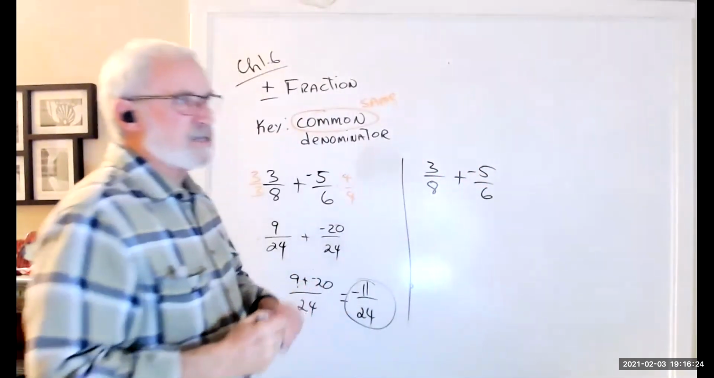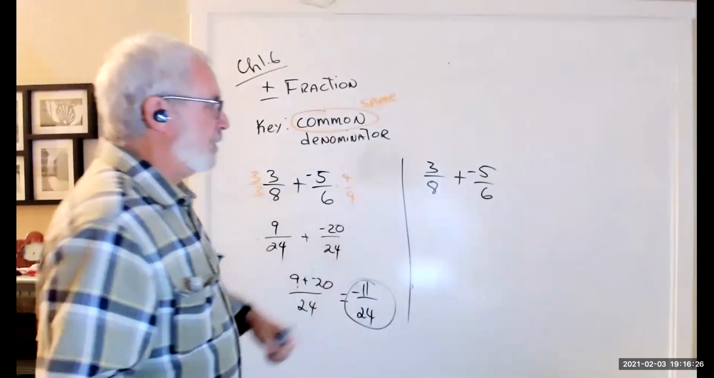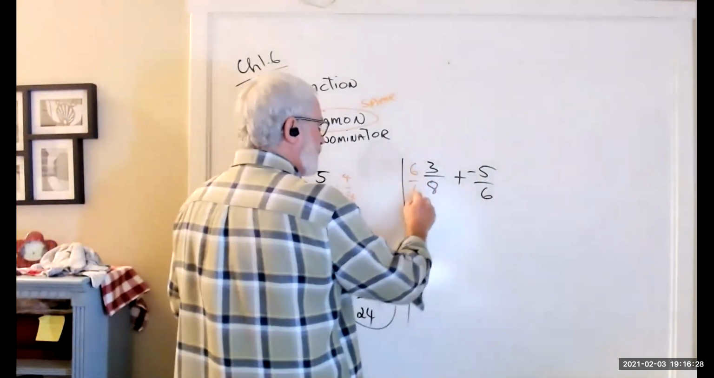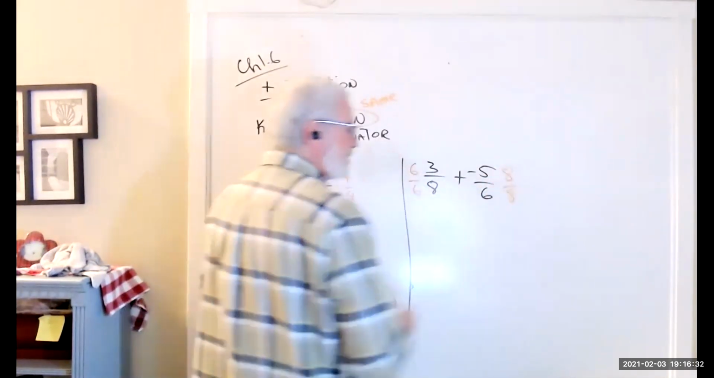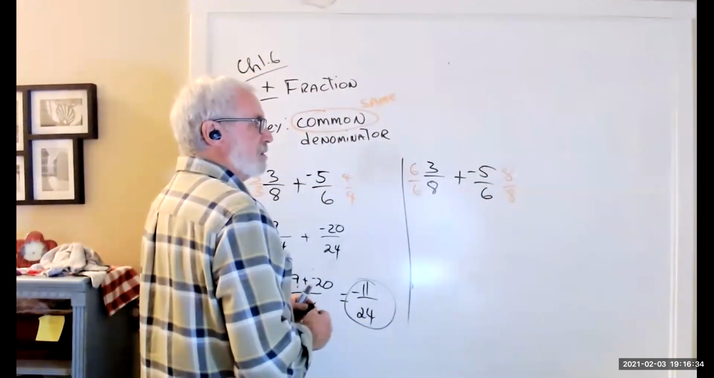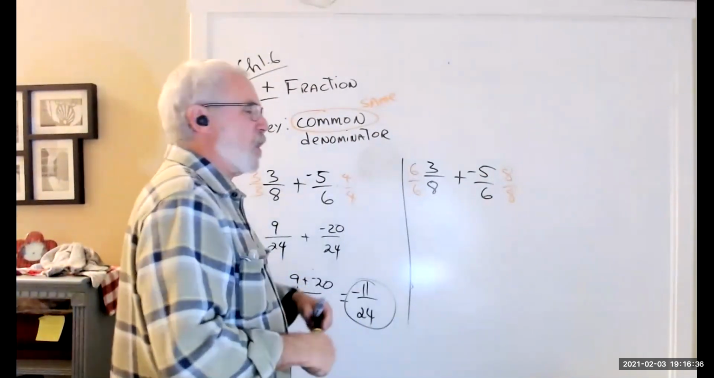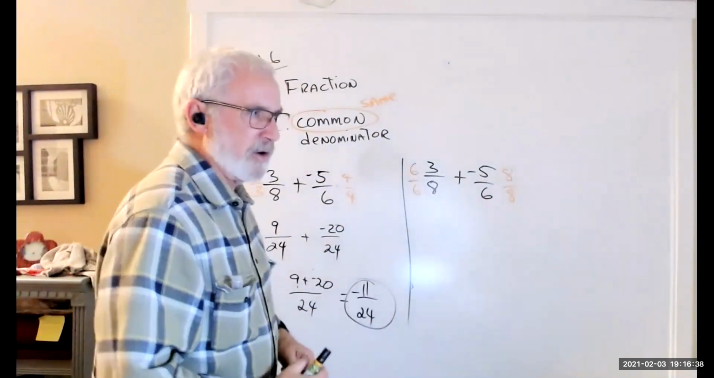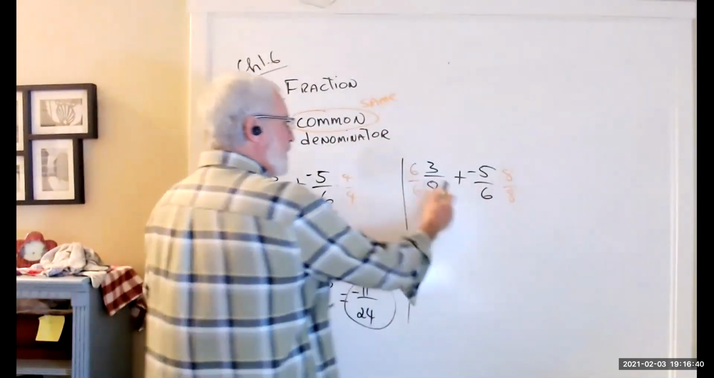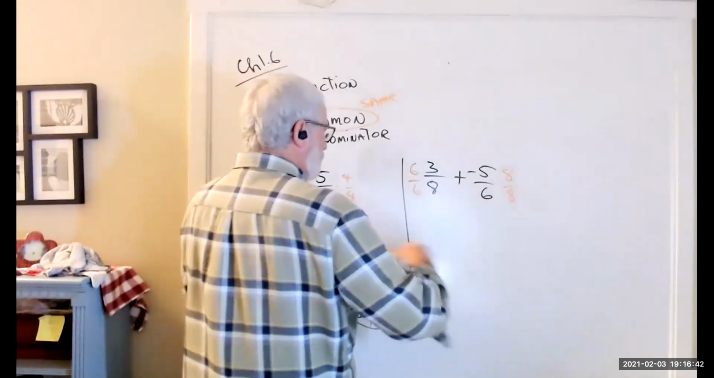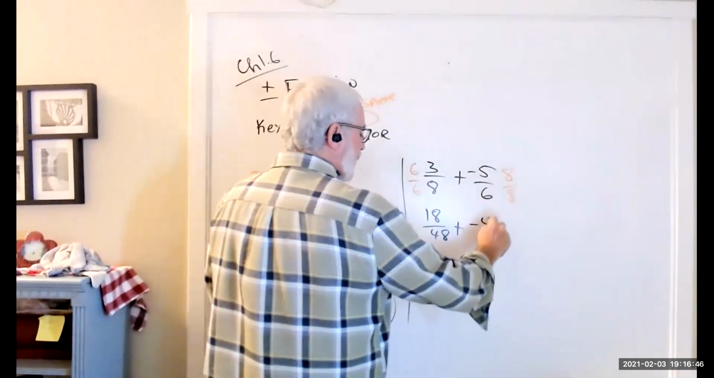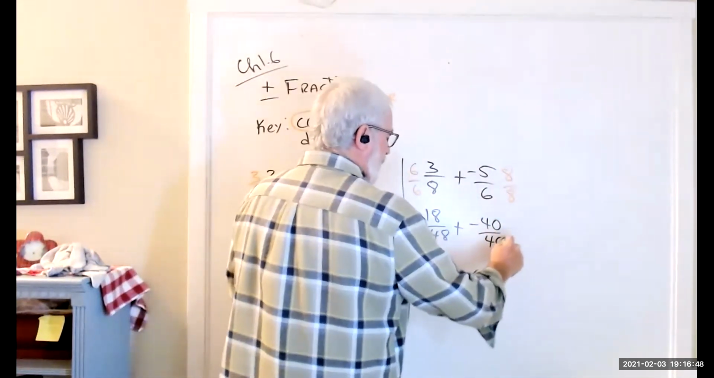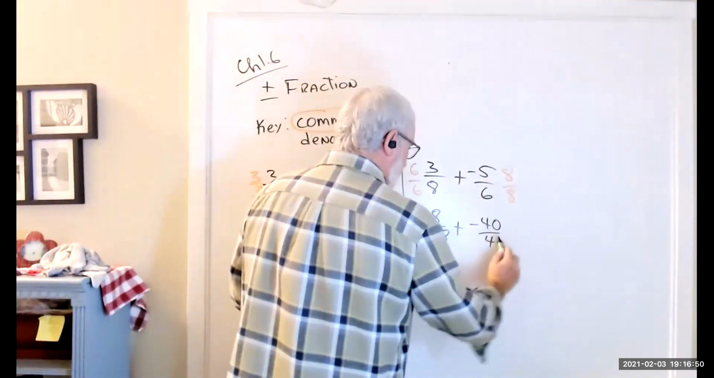Okay, the less sophisticated way is to say, you know what, screw it. I'm just going to multiply this by 6 and 6, and I'm going to multiply this by 8 and 8. I'm not even going to try for a lowest common denominator. I'm just going to do this. Use the other denominator. This becomes 18 over 48. This is negative 40 over 48. Whoops, 8. Come on.